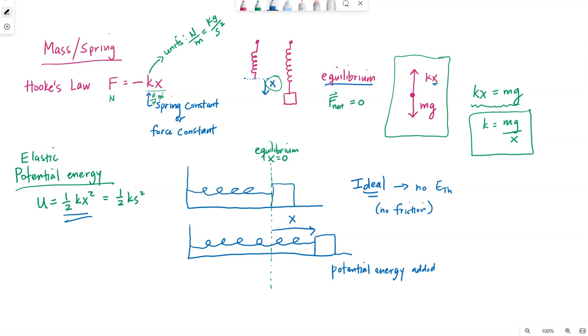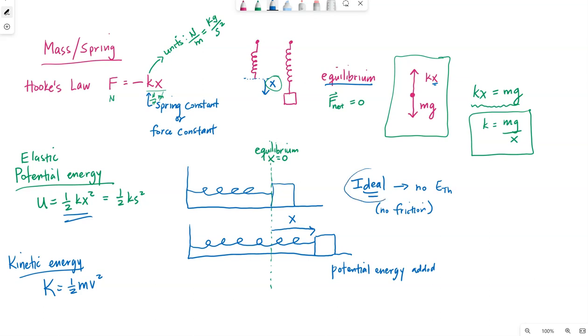Now, granted, I could easily push the mass to the left and compress the spring, and that would be another way in which potential energy could be added. I could somehow tap the mass and make it move and give it kinetic energy. As a reminder, kinetic energy is the energy of motion, so capital K. As long as there's some sort of motion, there's kinetic energy in the system.